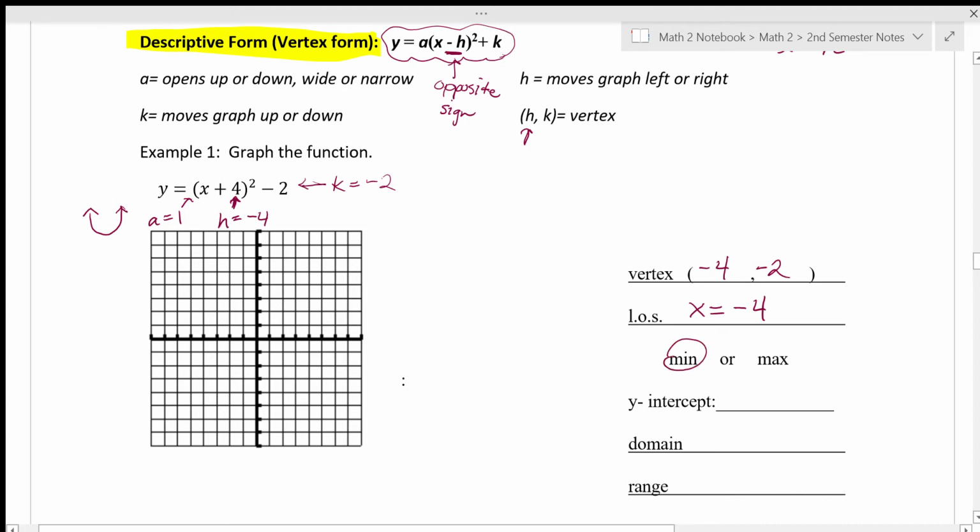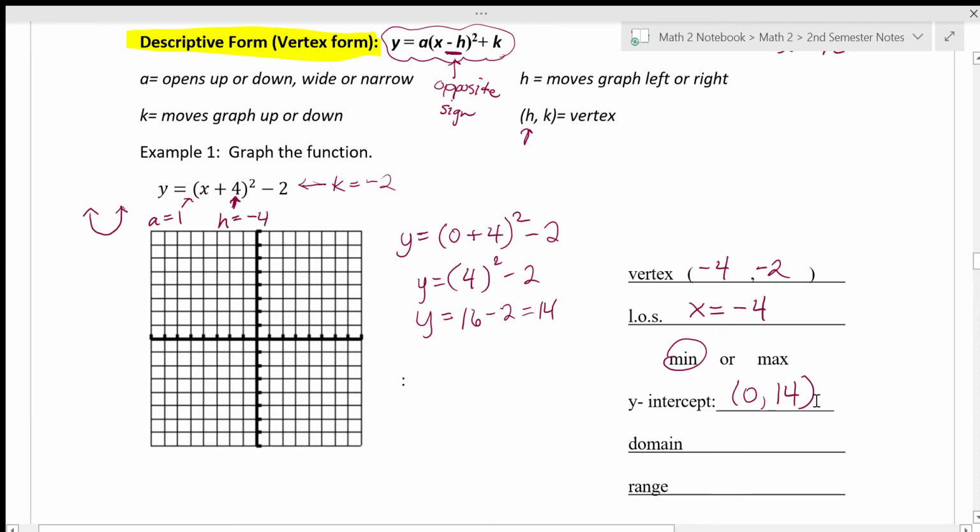The y-intercept is whatever y is when x is 0. So we're going to plug 0 in for x and evaluate it to get our y value. 0 plus 4 squared is 16, and 16 minus 2 is 14. So our y-intercept is 0, 14. The domain, as normal, is all reals, and the range is, since we're facing up, all the y values greater than or equal to the y coordinate of our vertex, negative 2.